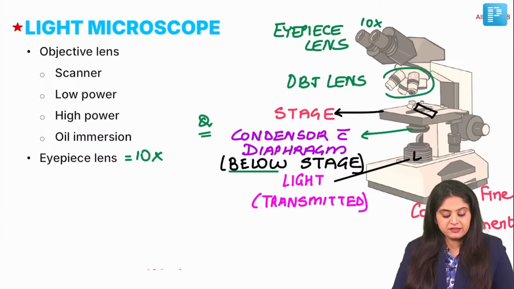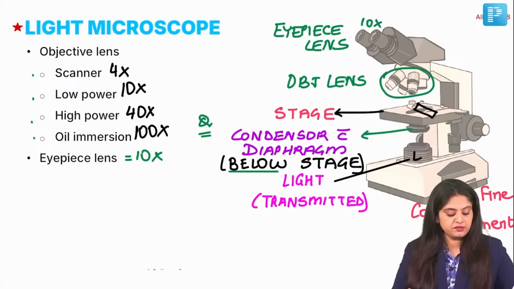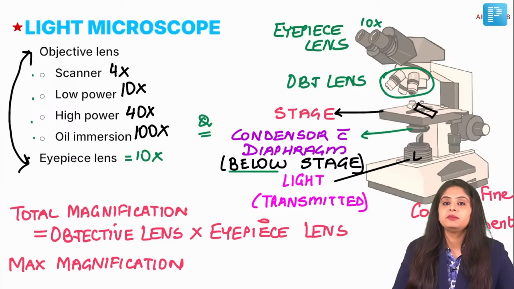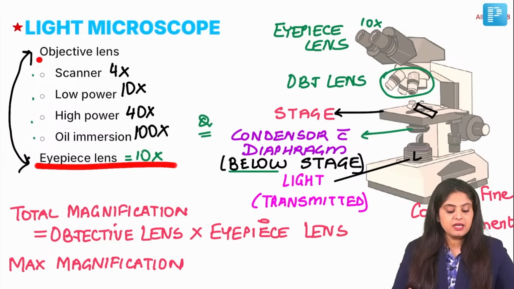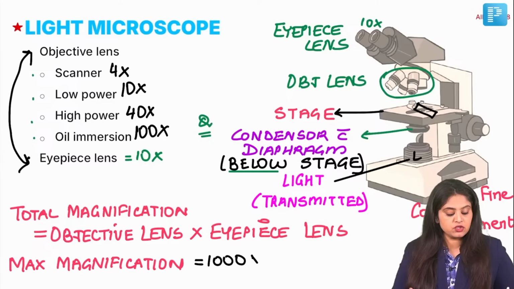And these 4 objective lenses are depending on, like you have zooming ability in your camera lens, same way over here as well. Scanner is going to be 4x, then low power is a little more, that is 10x, then next is high power, that is 40x, and oil immersion lens is 100x. So a simple way to learn it: 4, 10, 40, 100. Now of course the question is, what is the total magnification? I will multiply these two, objective into eyepiece. What is the maximum magnification that I can get? Eyepiece is always 10 and objective maximum is 100. So 100 into 10 makes it 1000x magnification, which is the maximum.